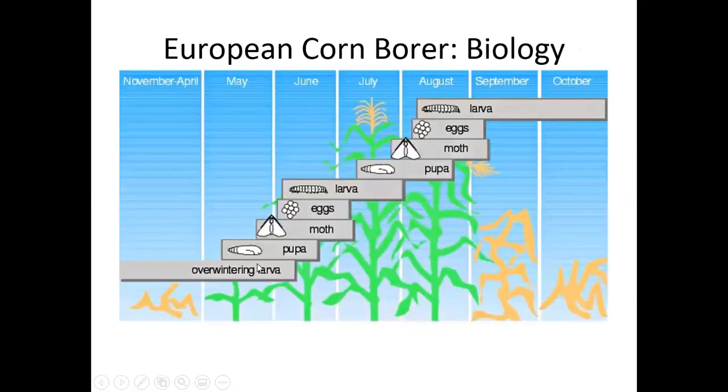They overwinter as larvae, and in this diagram here, you can see they overwinter as larvae, they pupate, the moths come out, they lay eggs. The larvae feed on the corn. In the bivoltine area, that'll be in late June to early July. Then they'll pupate, the moths will come out, and in August, we'll have another period of activity where the larvae are feeding on the corn again. That's with the bivoltine. With the univoltine, it emerges later and then peaks in mid to late July, and then the populations come back down again.